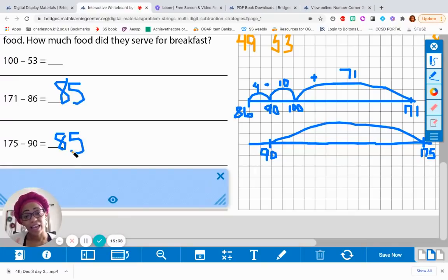If you add a number to both numbers or subtract a number from both numbers, your difference is going to remain the same. The purpose of doing that is so that you can get to an easier number to work with. So in this case, we added 4 to 86. So if we add 4 to 86, we have to add 4 to 171 to keep the difference or the distance the same. And in this case, it was 85. Now when you do this, it makes it really easy to subtract in your head.